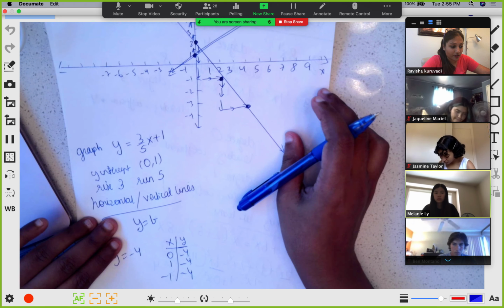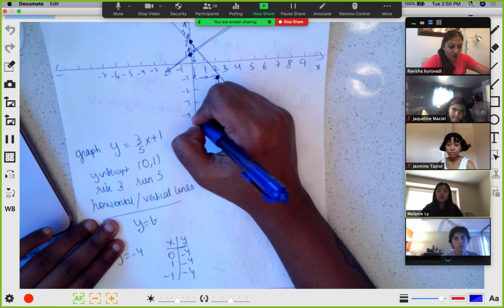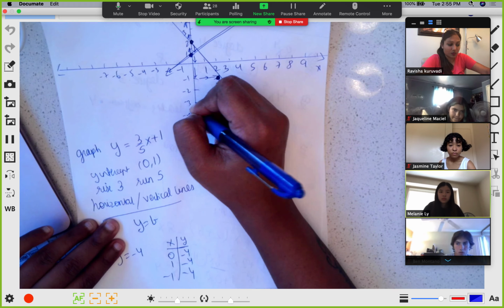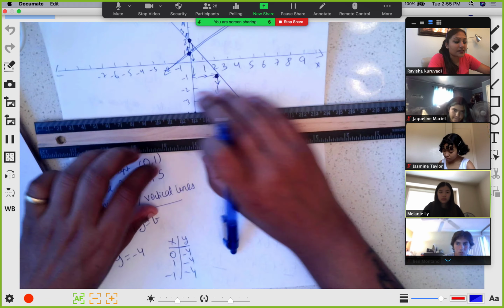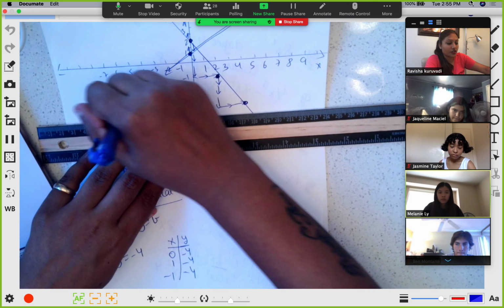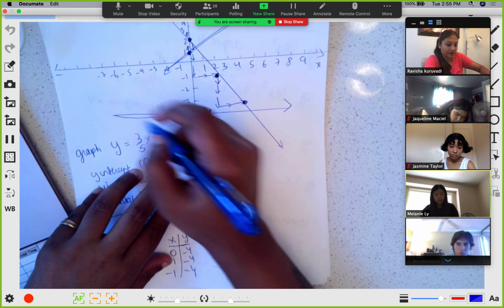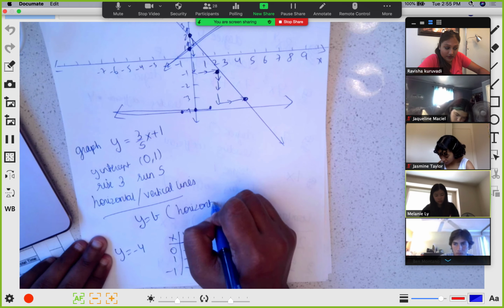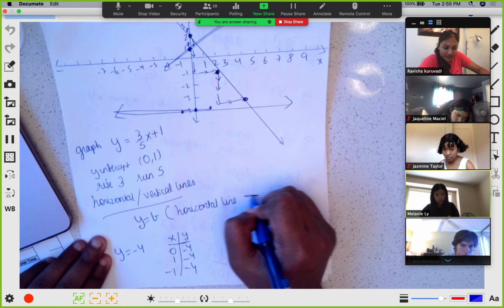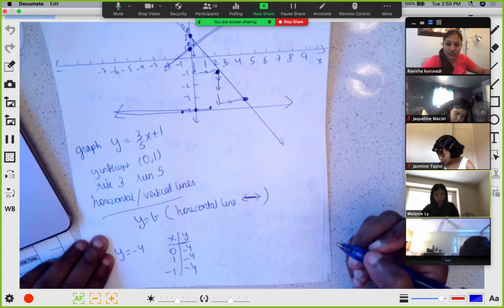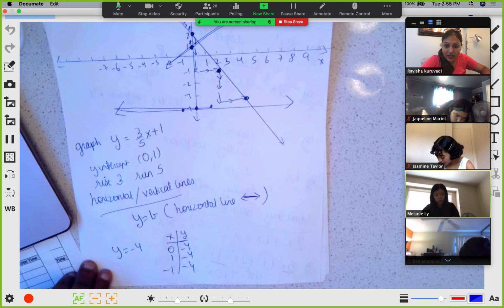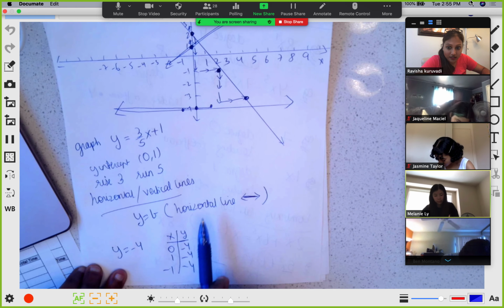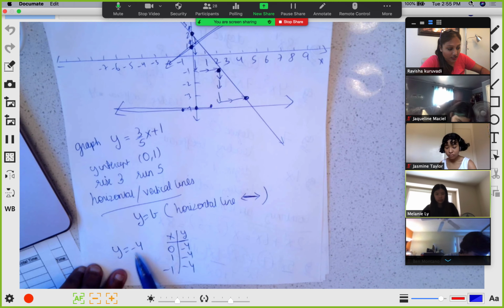Note if I graph here, 0, negative 4 is this point, 1, negative 4 is this point, 2, negative 4 is this point. Note what I get here in this case, a horizontal line. So if you have something like this, you will get a horizontal line, which is basically a line like this, passing through y is equal to negative 4.